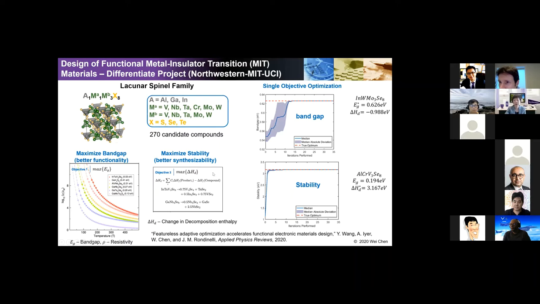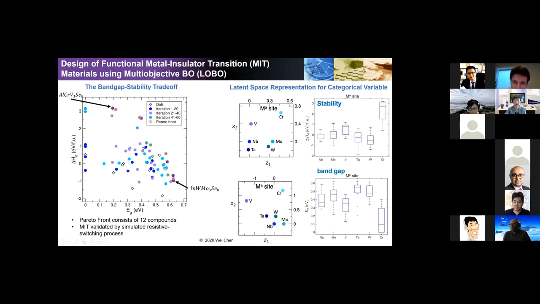So using the LVGP method, we call the mixed variable, latent variable Gaussian process method, we actually can find that for single objective design, we only use about 10 simulation points, and we can identify the solution. And for multiple objectives, we are trying to find the Pareto frontier. In this case, using about 60 simulations, okay, we are able to identify 12 compounds in the Pareto frontier that have a trade-off between the band gap and stability.